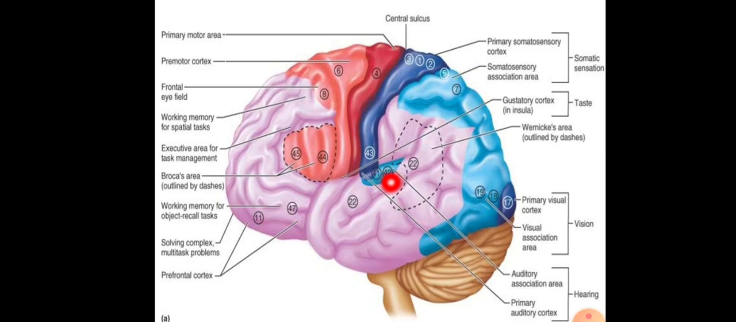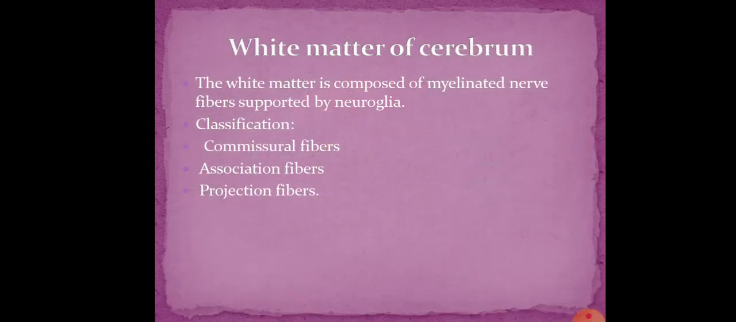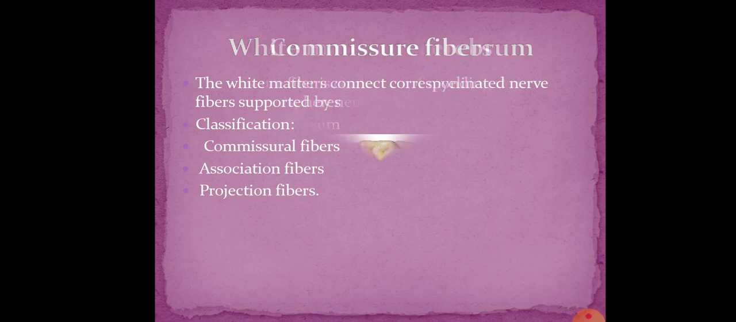Areas 41 and 42 are known as the auditory areas. And in the occipital lobe is the visual area. This is the cortex. The inner core of the cerebrum is white matter. This white matter is divided into three groups according to their function: association fiber, commissure fiber, and projection fiber.